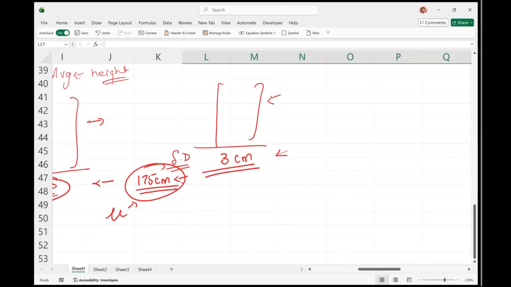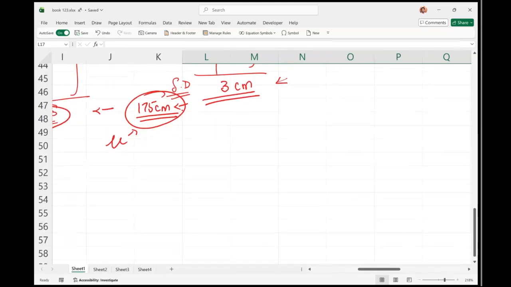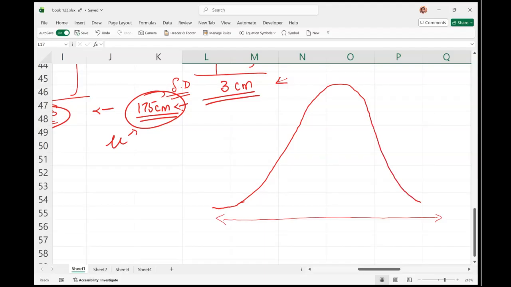In the empirical rule, especially when the data is large enough, the data always, or the majority of the time, follows the normal distribution graph. So the normal distribution graph means the empirical rule. It will follow something like this: it will go up and then go down. And right in the middle, you will find the mean line. So the middle, 175 centimeters, is the average height.